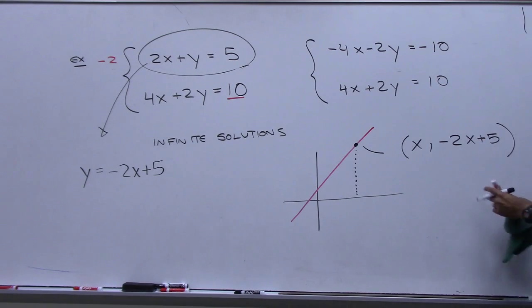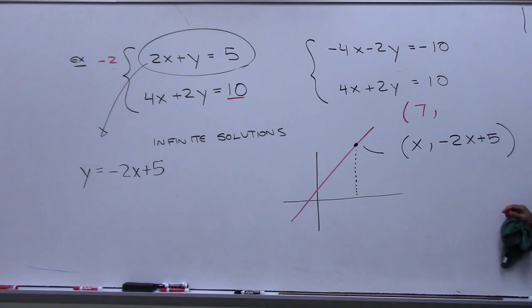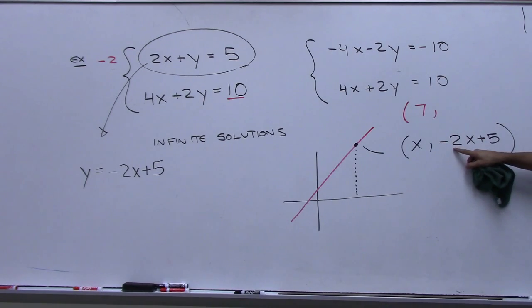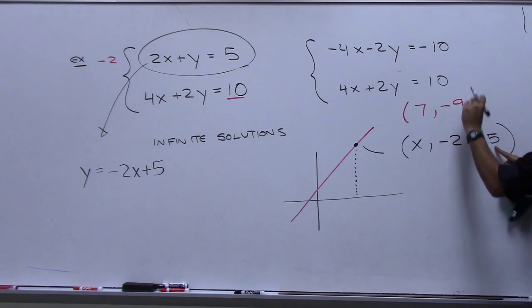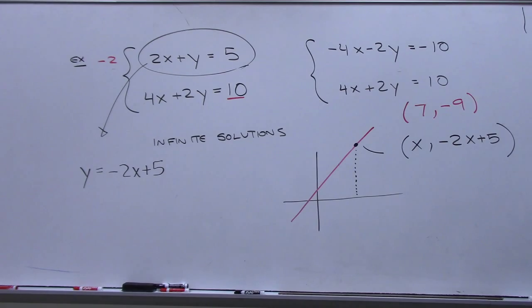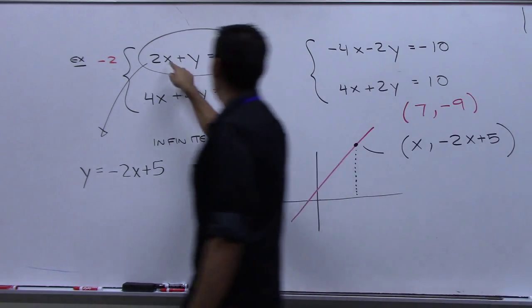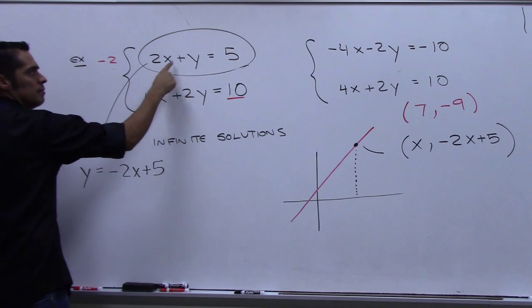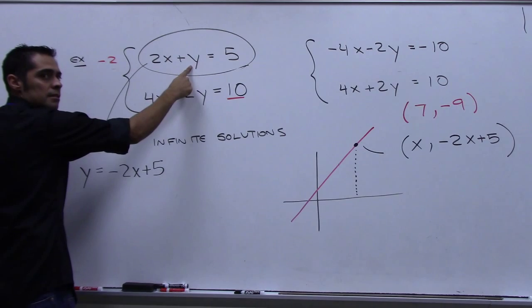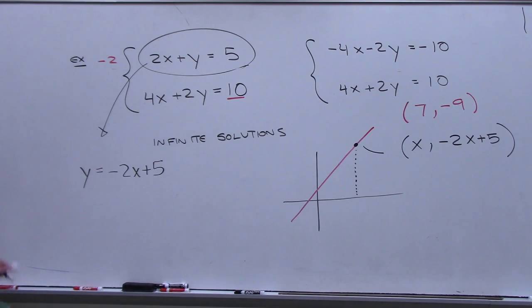So watch. Someone give me an x, a nice x. 7. Okay, what's the y value? Negative 2 times 7, negative 14, plus 5 is negative 9. That point lives on that line. It should. Let's see. Plug 7 in here. 14, right? Plus negative 9 is 5. Yes? So that lives on that.